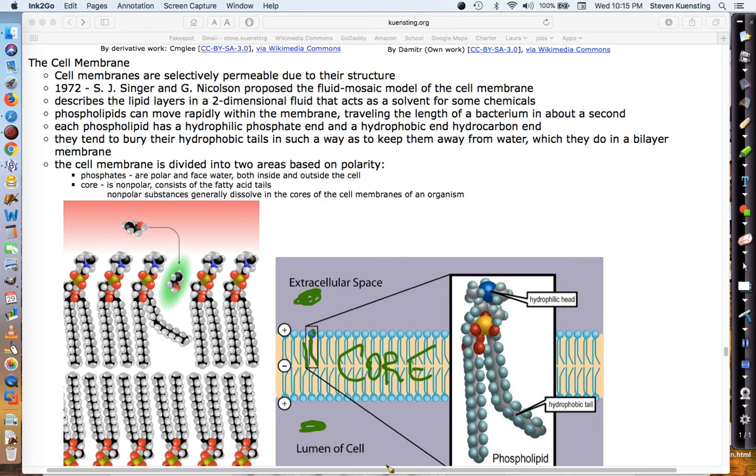The core of the membrane is the only significant nonpolar region in a cell. And cell membrane material surrounds most of the organelles in a eukaryotic cell. So the core of all the membrane areas in the cell is where nonpolar materials like steroids and cholesterol and other nonpolar materials reside. So the cell membrane is divided into two areas based on polarity: the phosphates, which are polar, and the core, which is nonpolar. So I've talked all about that. Time to move to the next section here.